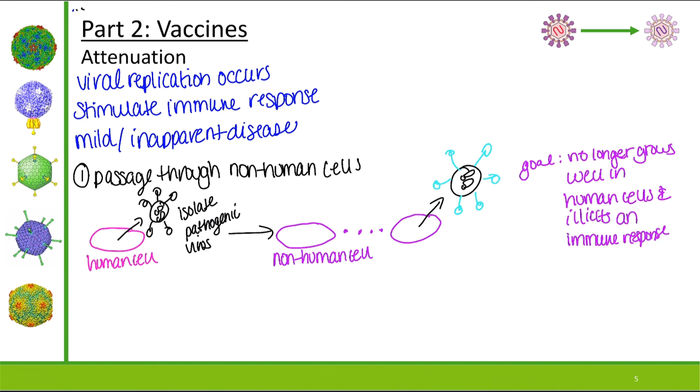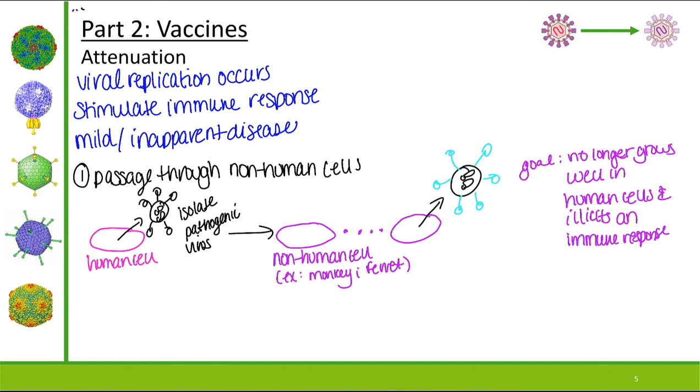There's a lot of non-human cells that are used. A couple of examples, in case you're wondering, are monkey cells. Sometimes we use ferret cells. In the case of the Flumist vaccine, we actually use ferret cells to passage it through. Again, the goal here is to select for viruses that no longer grow well in human cells, but can still elicit an immune response.